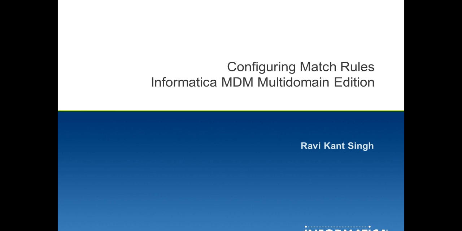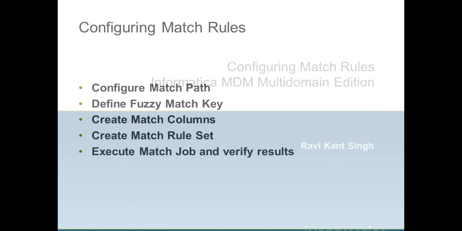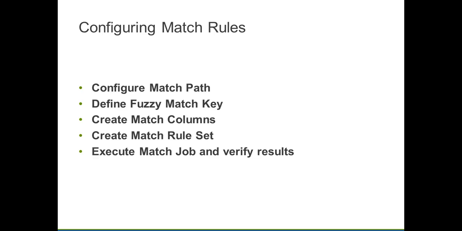As part of this video, we will be going through steps to configure match rule for a particular base object. There are primarily 4 steps to configure a match rule. We need to define match path, we need to define fuzzy match key, we need to define match columns, and we need to define match rule sets using those match columns. After all this, we will be executing the match job and looking at the results. So let's have a quick demo.